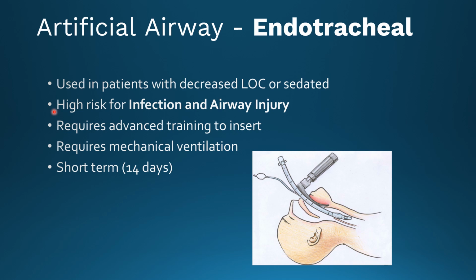It does require advanced training to insert, and they use something called a laryngoscope, with this kind of shape. It's a flashlight that shines a beam down on this curved blade that then lifts up the tongue in order to allow that tube to pass down to the trachea, so it does not go into the esophagus. It does require mechanical ventilation, either through a machine or through ventilation by another person using a bag valve mask. They are typically for short-term use, less than 14 days.